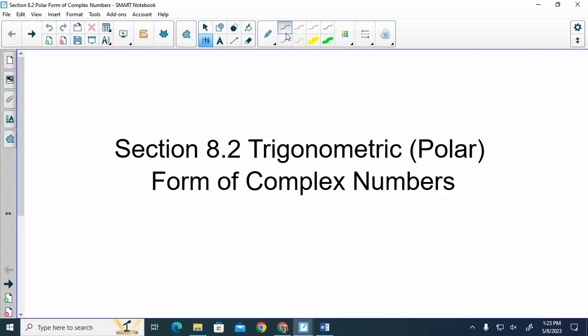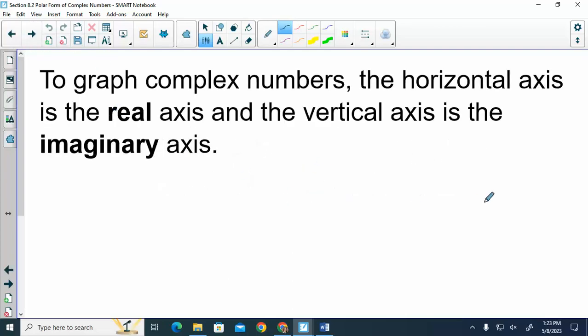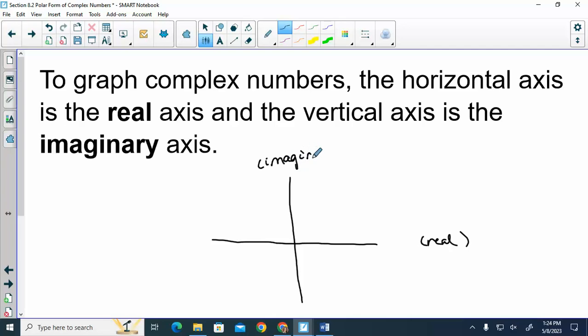What we have not ever done before is graph complex numbers, but you can. You don't have the traditional xy axis. When you look at them, your horizontal axis, or x-axis, is what's called the real axis. You graph your real numbers there. And your vertical axis, or y-axis, is the imaginary axis.